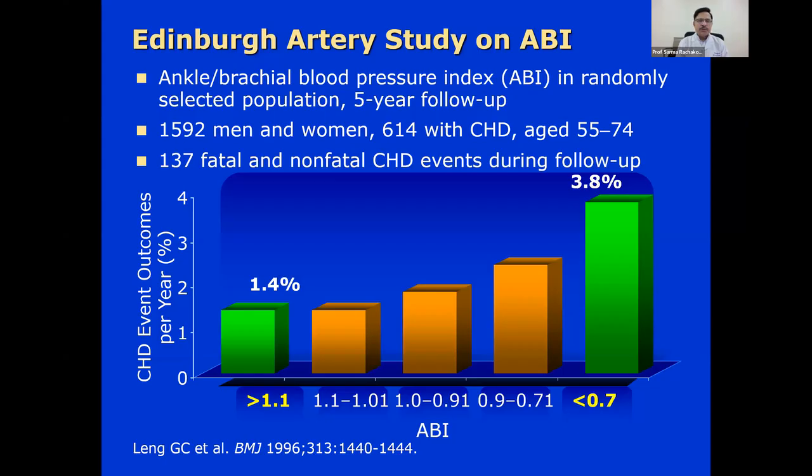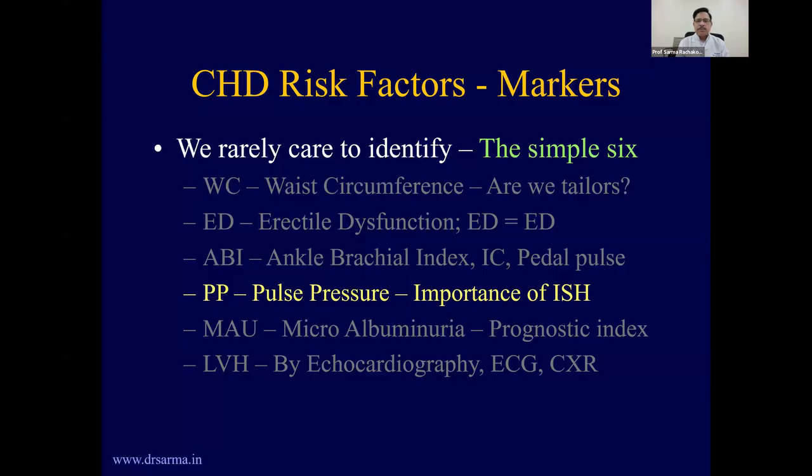Now, the Edinburgh artery study on the ABI: more than 1.1, 1.1, 0.91, 0.71, less than 0.7. As the ABI is decreasing, the risk is increasing in all these people. A 5-year follow-up study showed that with an ABI of less than 0.7, the risk is 3.8 times. Now you come to the pulse pressure. Importance of isolated systolic hypertension.